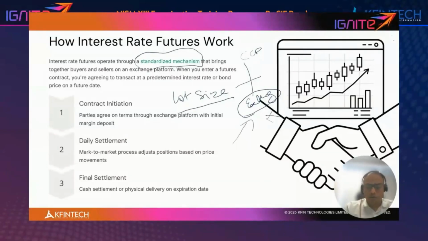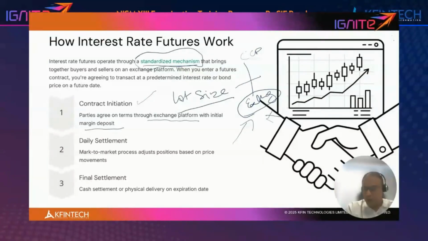So there is no broker dealer market. It is getting executed automatically through a standardized mechanism. So what are the three parts? Contract initiation. Party agrees to the terms through exchange platform with initial margin deposit.